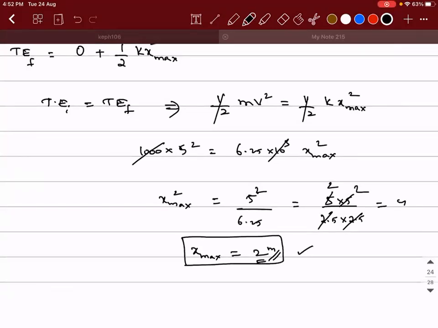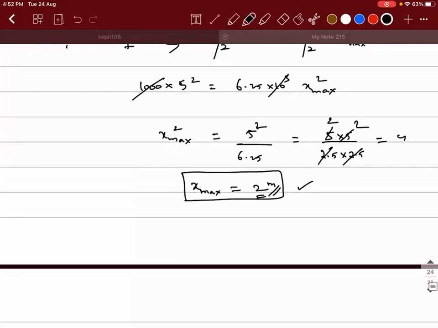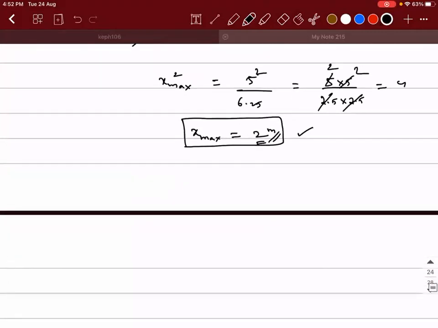So the maximum compression that can take place is 2 meters. Okay. The reason why I applied energy conservation here is because they use the word smooth surface. So smooth surface is conservative and spring itself is conservative.